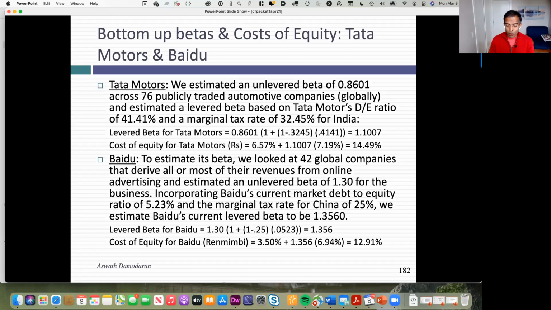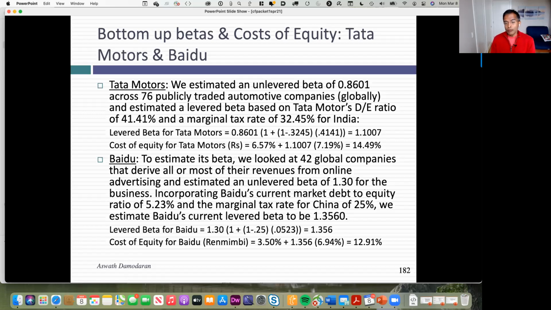Then I applied two numbers. One was to get a levered beta for Tata Motors, I need a debt to equity ratio. And Tata Motors debt to equity ratio was 41%. And a tax rate, which in 2013 for India was 32.45%. So I applied Tata Motors tax rate, Tata Motors debt to equity ratio. The levered beta that I come up with for Tata Motors is 1.10. Global automobile company beta is the starting point, but Tata Motors tax rate, Tata Motors debt to equity ratio gives me a levered beta for Tata Motors. Single business company, so I didn't play any games.